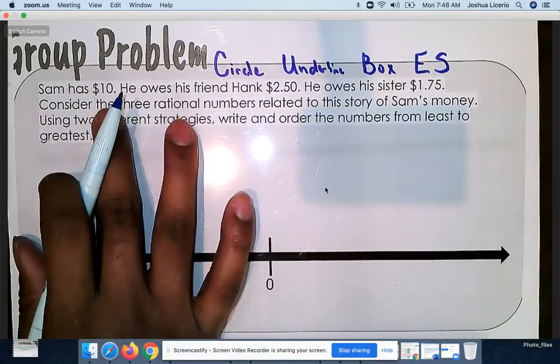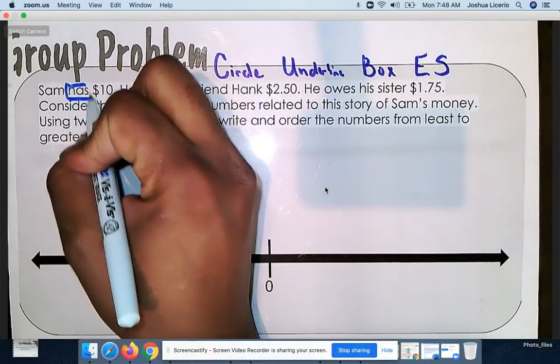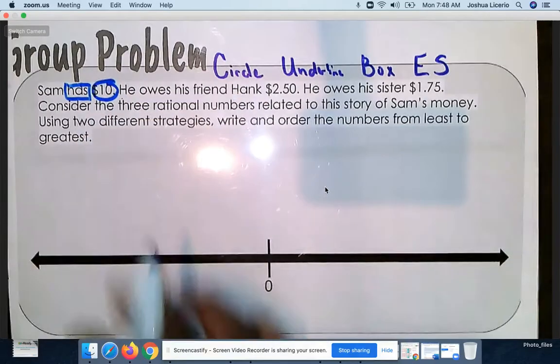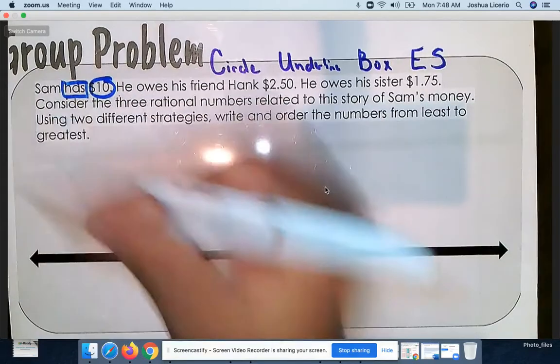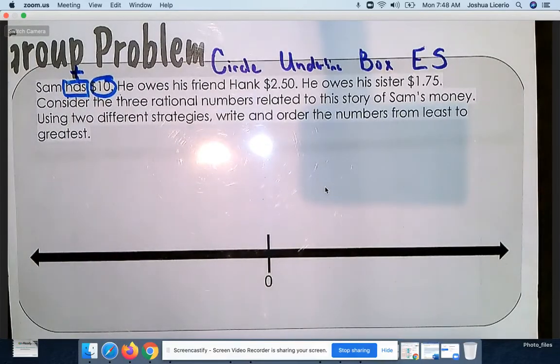So Sam has $10. Right off the bat, I see the word has, and this is actually an action word. Has, and I see a number, $10. Has tells me that this is going to be a positive 10, which is important because we're working with rational numbers, which can be positive or negative. That's money that he has currently.